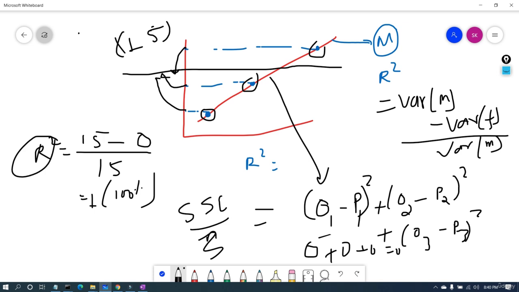So R square basically gives the measure of how much importance x has in predicting the value of y. That is R square, and in order to check the accuracy of a regression model we use this R square. That is all in this lecture.